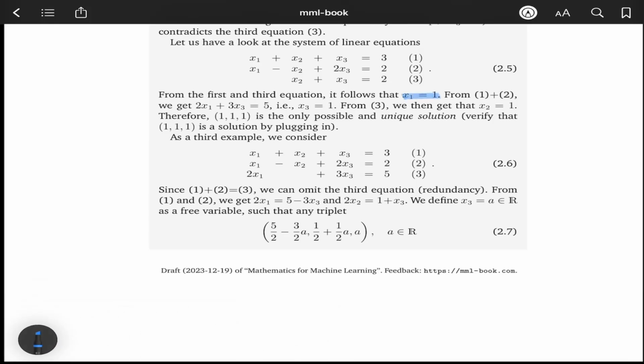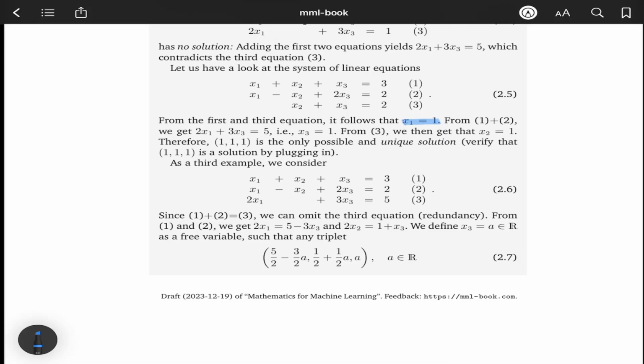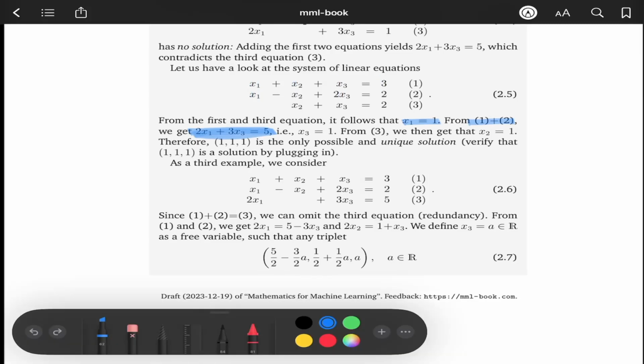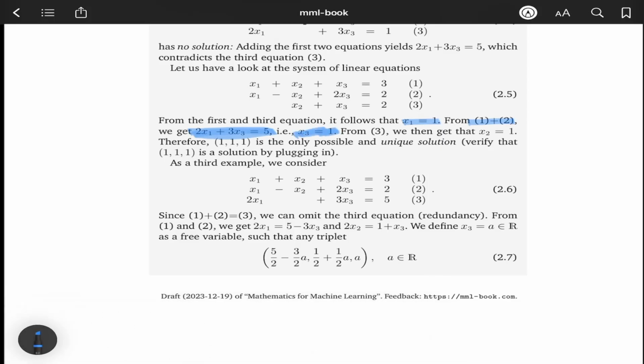So x1 is 1, and what they are doing now is adding the first and the second equation, and then you get something like that. That makes sense, because this one is 2, that one cancels out, this one is 3, and this is 5. So we have x1, which is 1, and then we have x3, which is 1. If we plug x3 in here, then we get x2 is 1. Therefore, (1, 1, 1) is the only possible and unique solution. And we can plug that in and we will see that it works.